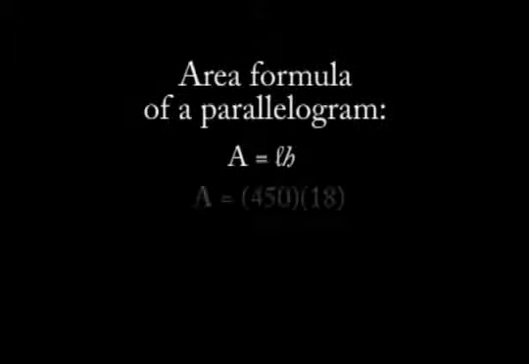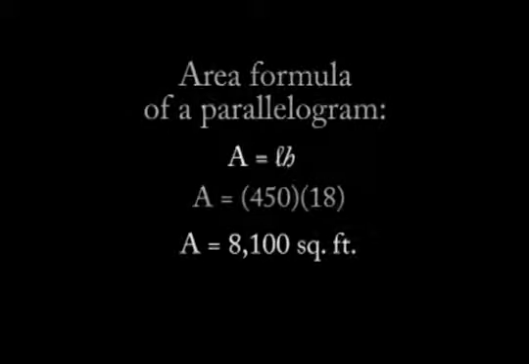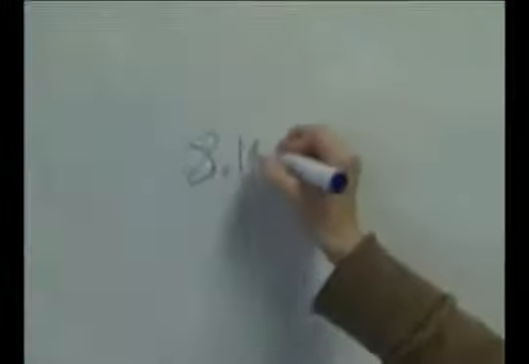Okay, we took the standard equation for a parallelogram, which is length times height, and applied the values we found for the height and length of a single row and multiplied them together to get the area. So if each row is 8,100 square feet, and there are 10 rows, then the total area of the parking lot is 81,000 square feet.